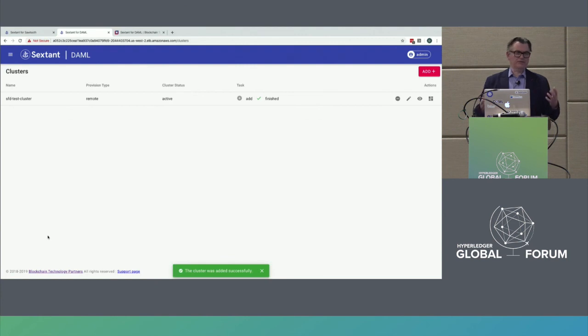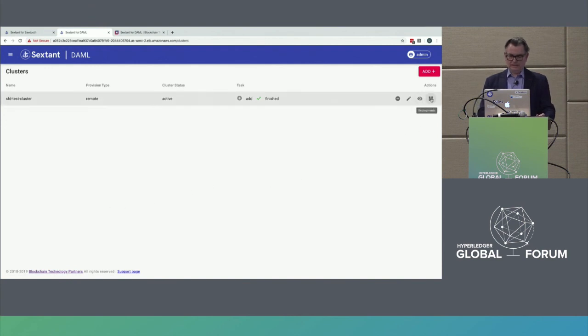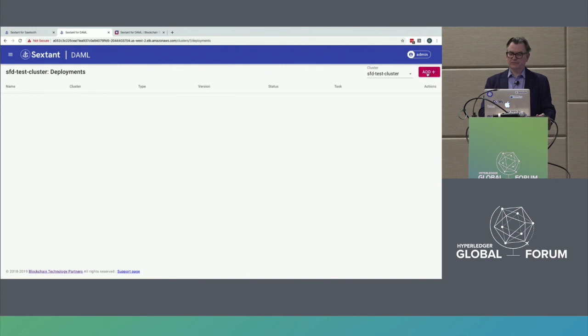The best way of thinking about this is I'm now importing enough details to use that cluster and address it from Sextant itself. So now Sextant has visibility of that. Then the thing it can do is it can deploy to it. Before it couldn't because there were no target clusters.